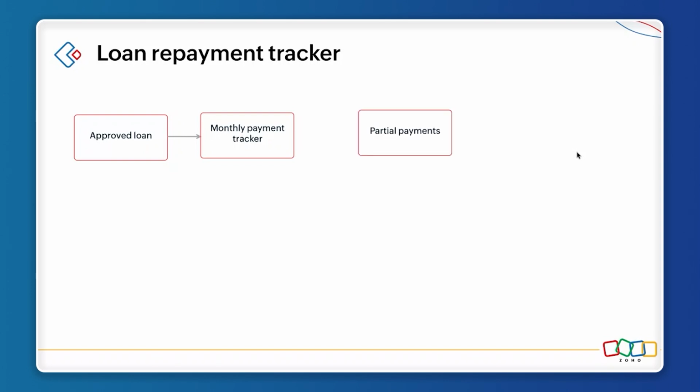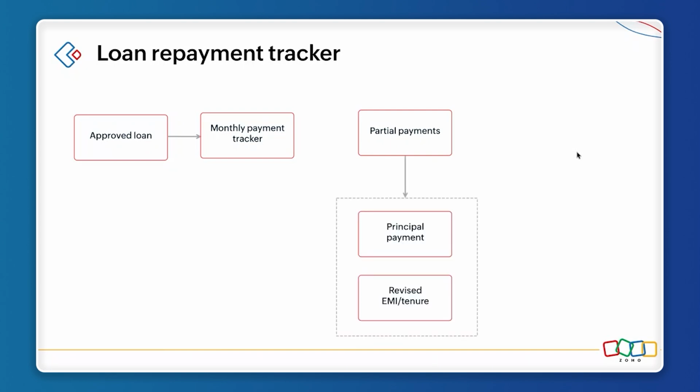Let's say that the user wants to make a partial payment. Partial payments are nothing but a certain amount the user pays toward the outstanding amount, which will be reduced from the principal amount. Depending on the partial payment amount, a new principal amount will be calculated, and depending on the new principal amount, the revised EMI and the tenure will be calculated, and this revised loan will get updated into the monthly payment tracker. So this is how we are managing the partial payments.